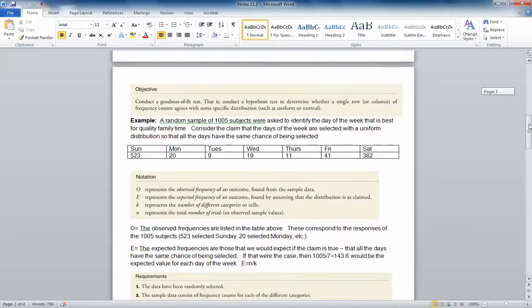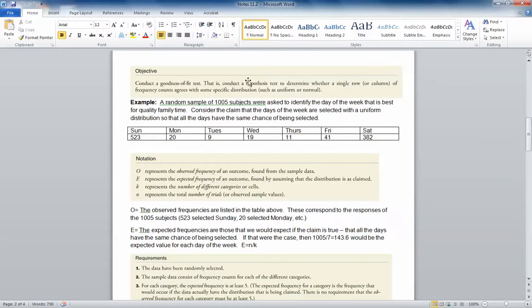All right, the first item for our goodness of fit, our objective is to conduct a hypothesis test to determine whether a single row or column of frequency counts agrees with some specific distribution, such as uniform or normal. So our first example, a random sample of 1,005 subjects were asked to identify the day of the week that is best for quality family time. Consider the claim that the days of the week are selected with a uniform distribution so that all the days have the same chance of being selected.